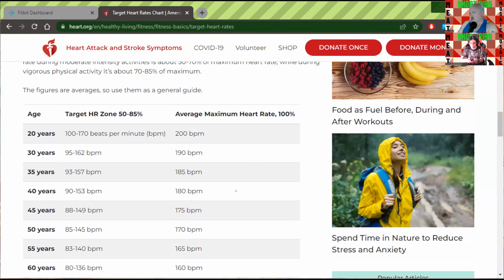I am 51. So if I take 220 and I subtract 51, my max is 169.